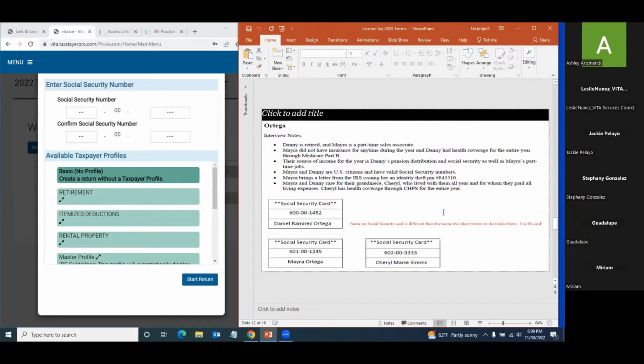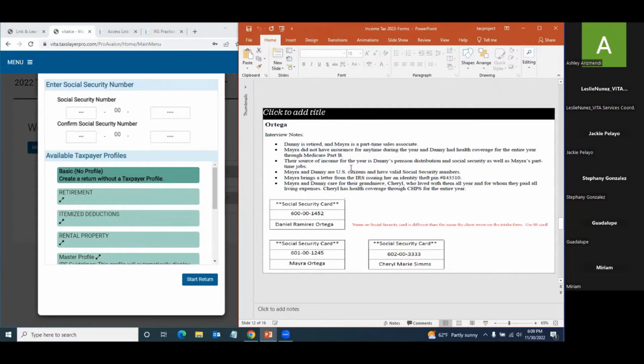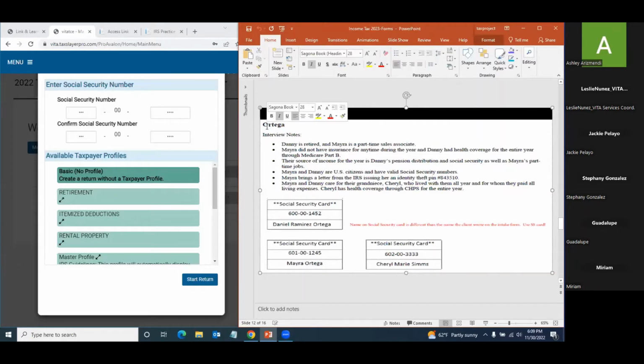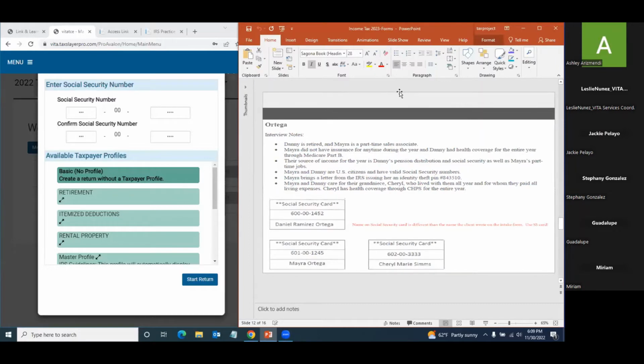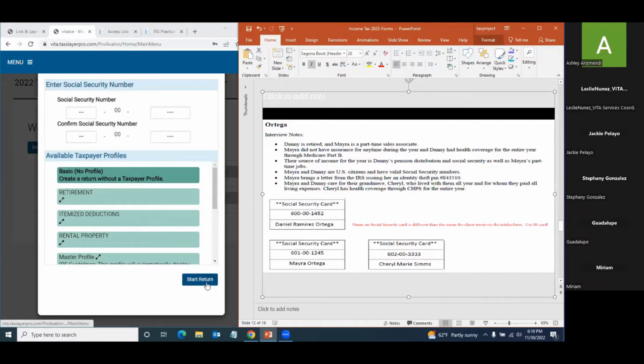Let me see. What I have right now on my phone is where I'm going to be completing. That's about retirement. We're on Ortega right here. Is that 600-00? Yes, the Social Security is 600-00-1452. As you can see on this side, the zeros are already in there, so you just need to type in 600-1452. Two times, because we're confirming the Social Security. After that, you don't need to click anything else but to start the return.